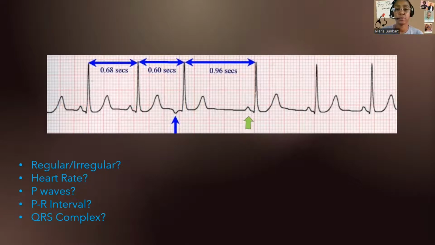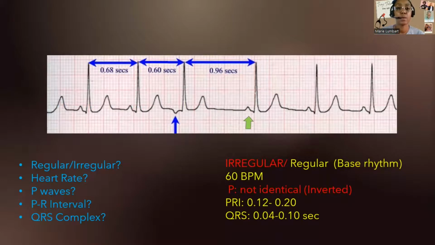We have a few P waves that are identical. We have one P wave in front of each QRS, but there's one P wave that's inverted. So all the P waves are not the same. But we don't want to judge the whole strip by one mistake, if you want to call it. Our baseline rhythm, so we have the first 2 complexes are within normal, and the last 2 are within normal, but something happened in the middle. So we have an irregular rhythm, but the base rhythm is basically regular.